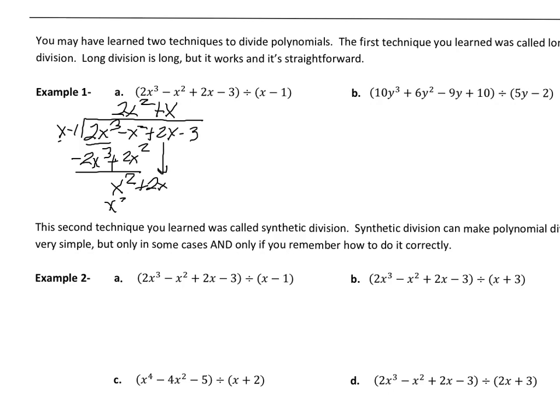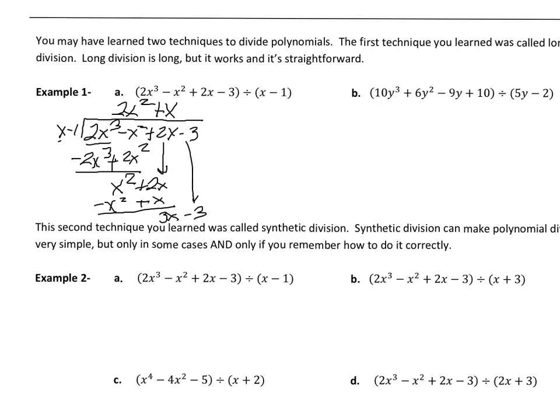I'm going to run out of room down here. x times minus 1 is minus x. And now we change our signs. x squareds go away. 2x and x is 3x. And then we bring down our minus 3. Okay, that comes down here.